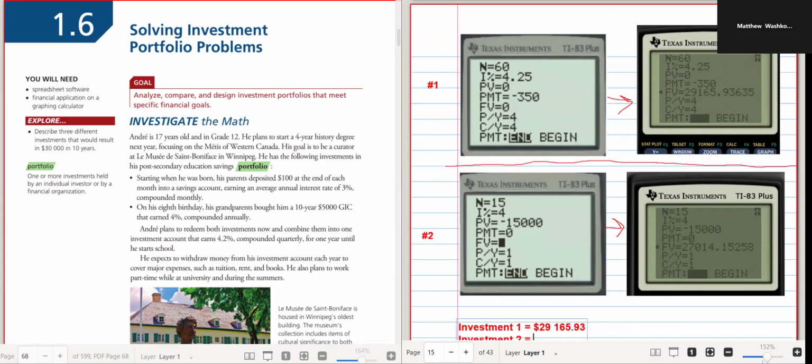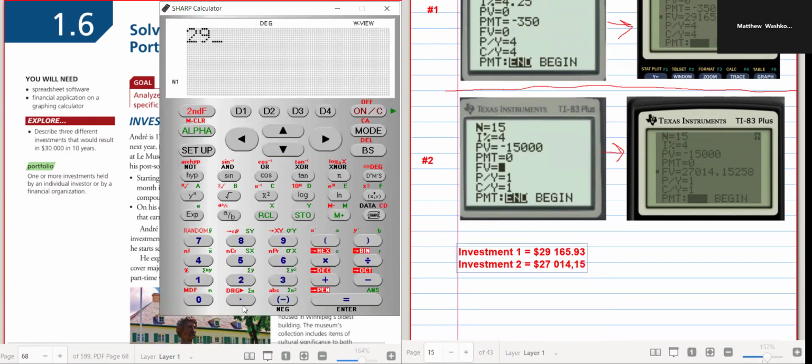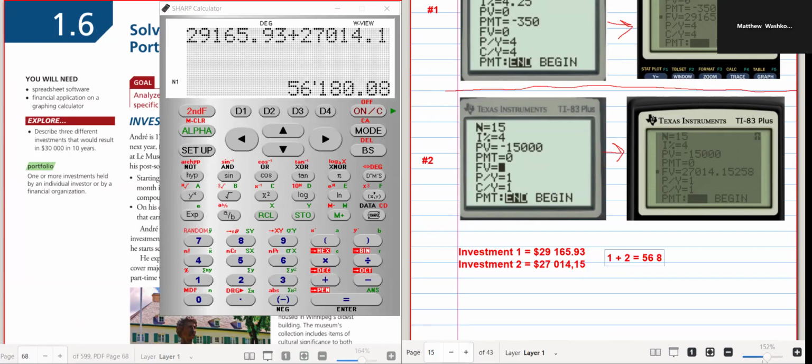$29,165.93. Investment two is $27,014.15. So combined, those should equal up to 56,000, right? So 1 plus 2, investment 1, investment 2, $56,180.08 is the total investment value after 15 years.